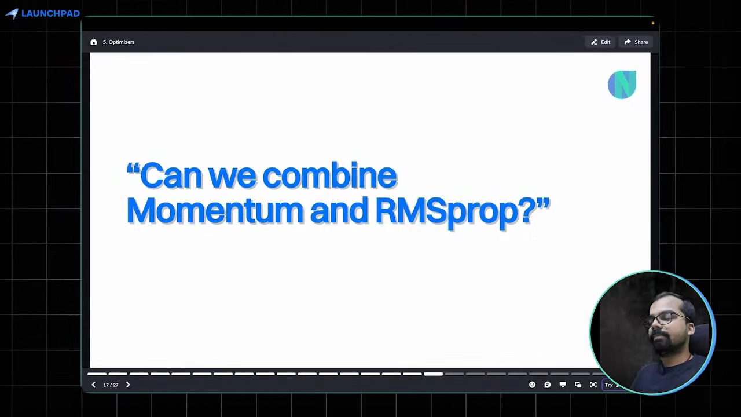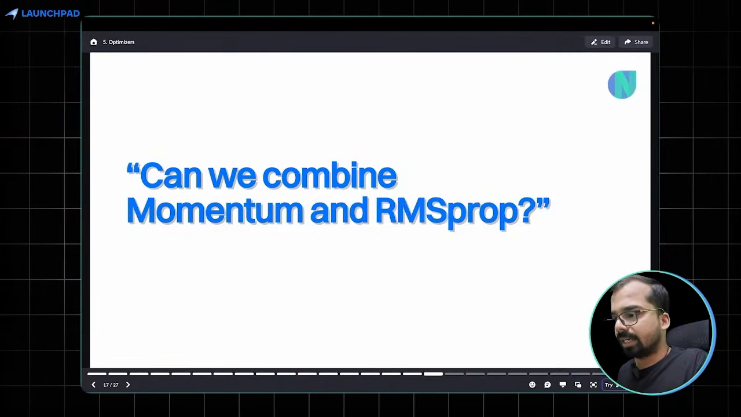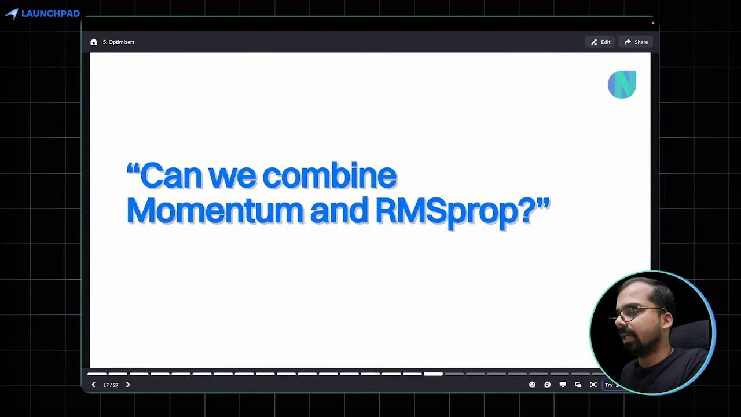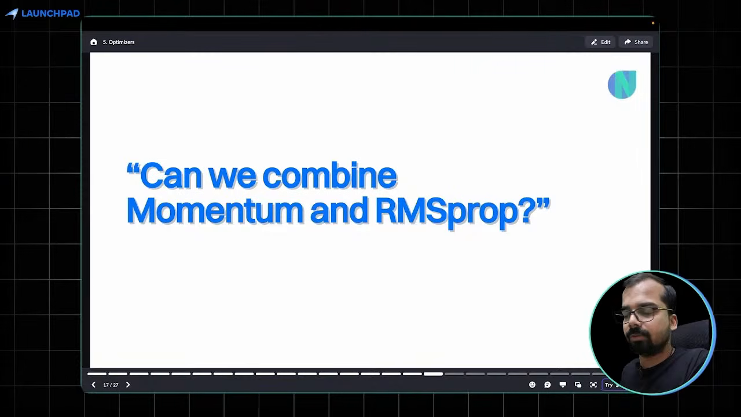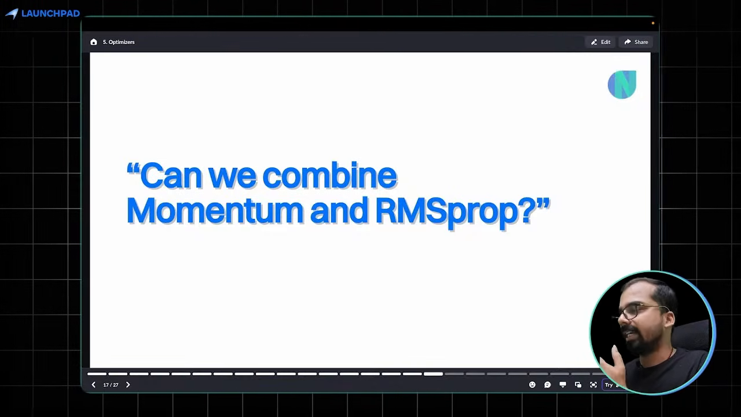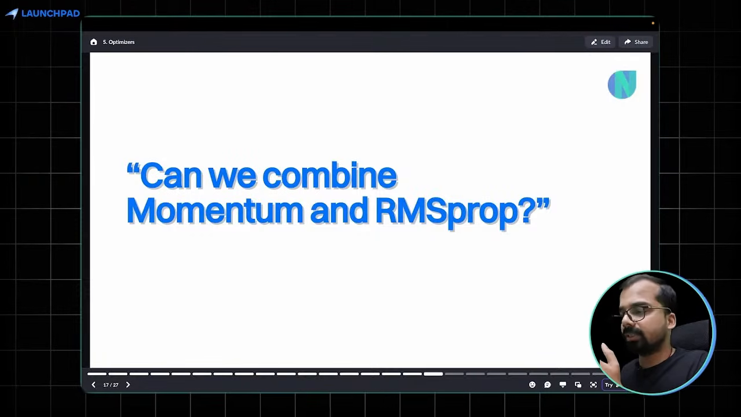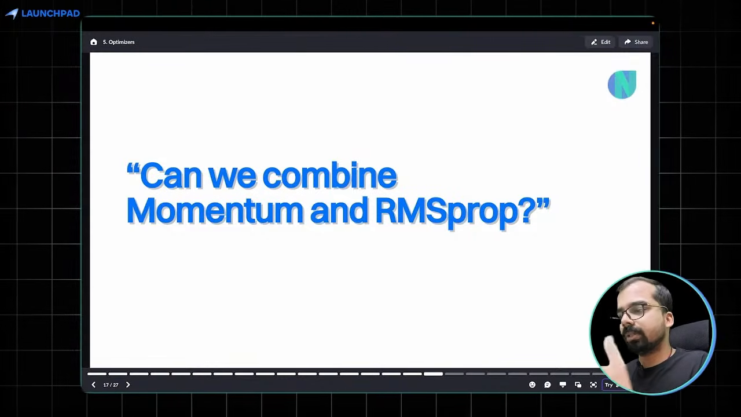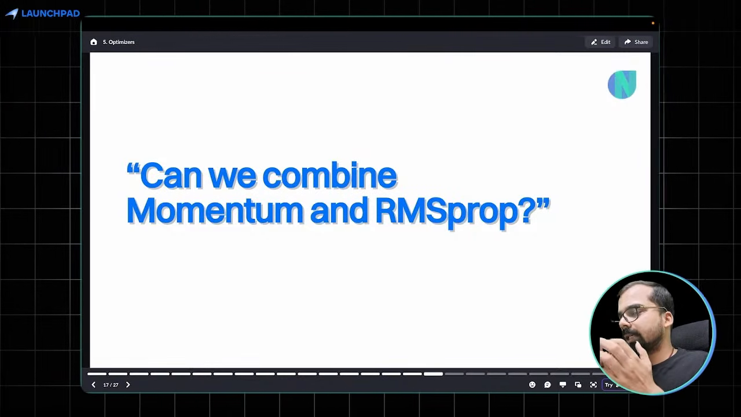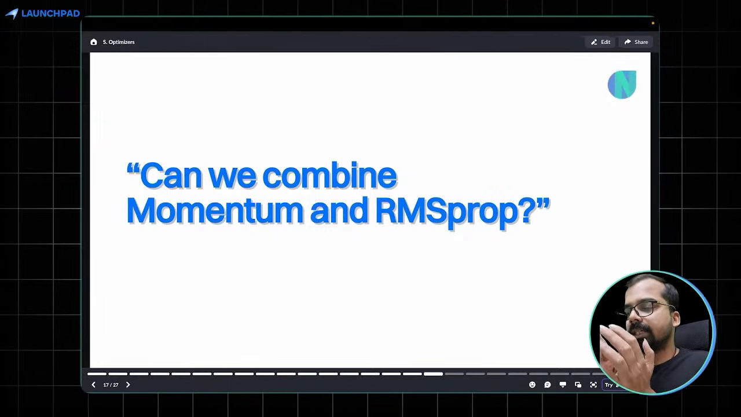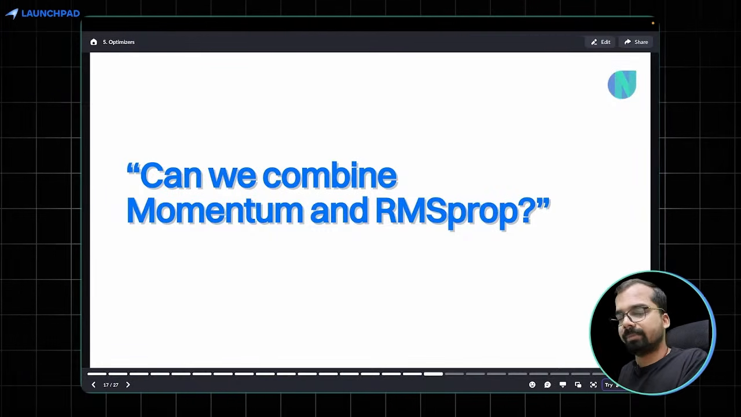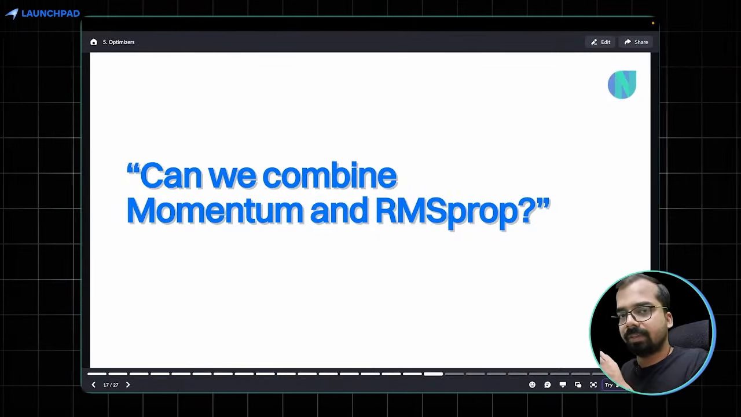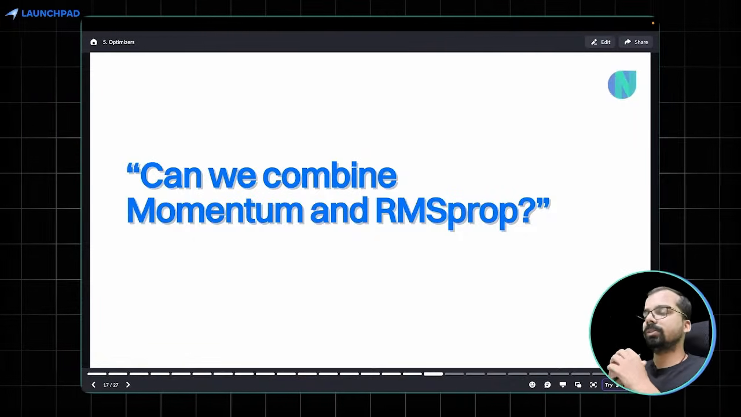Now, can we combine momentum and RMS prop? Because RMS prop is basically an updated version of AdaGrad, and AdaGrad at the end of the day was focusing more on adaptive learning. So RMS prop also focuses on adaptive learning, but RMS prop and AdaGrad are not taking into account the momentum concept, right? So what if we combine the learnings from momentum and the learnings from RMS prop? If we combine both of them, then we come up with a very efficient optimizer that is known as ADAM.